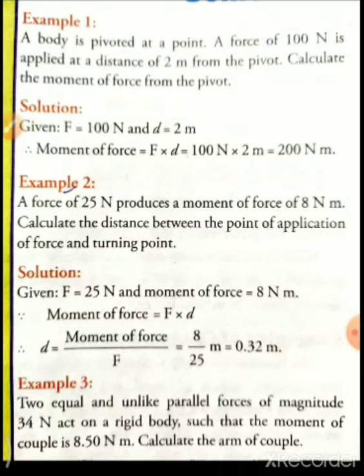While solving any word problem, what are the things we consider first? That means first the given things. So what are the given things here? A force of 100 Newton. That means force is given, F is equal to 100 Newton. It is applied at a distance of 2 meter from the pivot, from the fulcrum also. Yes, D is equal to 2 meter.